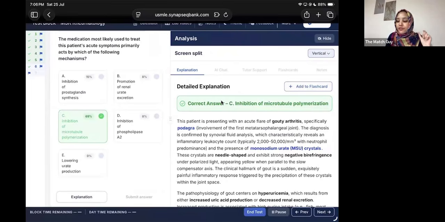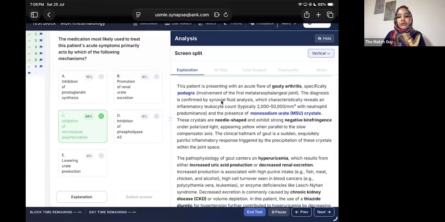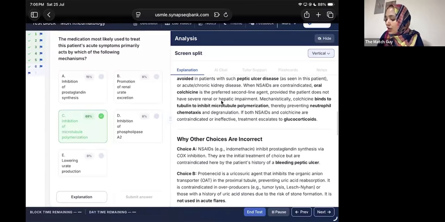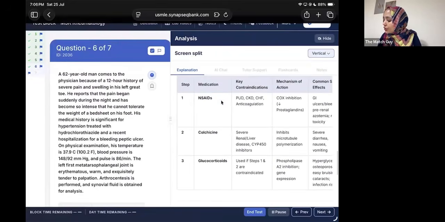Very good. A, because A is for NSAIDs, inhibition of prostaglandin synthesis. Promotion of renal urate excretion, what is this one? Very good, yes. What about inhibition of phospholipase A2? It's probenecid, not allopurinol. No. Inhibition of phospholipase A2 is steroids. Very good. Lowering urate production, what is this one? Very good, this is allopurinol. So we skipped it. This is how you would go: you use NSAIDs, you move on to colchicine, you move on to glucocorticosteroids.